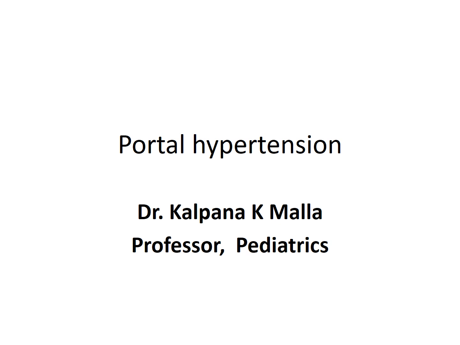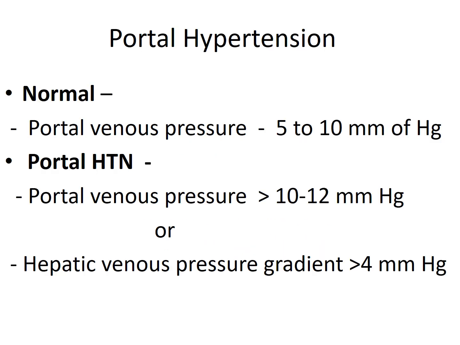Hello, today we are going to discuss portal hypertension in children. Portal hypertension means when portal venous pressure is more than 10 to 12 millimeters of mercury. The normal portal venous pressure is 5 to 10 millimeters of mercury, and when it is more than 10 to 12 millimeters of mercury, it is known as portal hypertension.